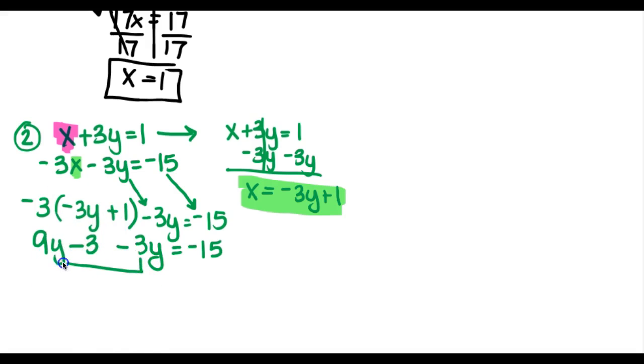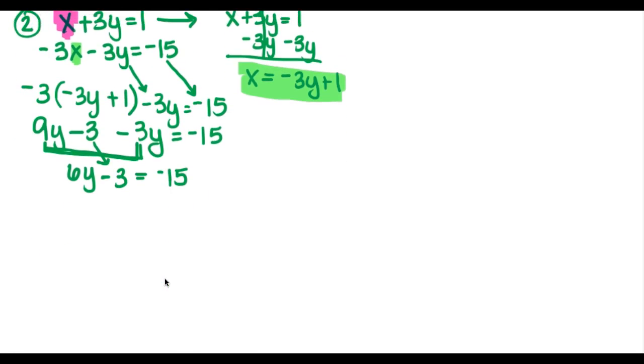So now I'm going to go for my like terms. 9 minus 3y is going to give us a 6y. I'm going to bring down that minus 3 equals negative 15. Let me just move this up so we can see it again. Okay, you guys know what to do. Add 3 to both sides.